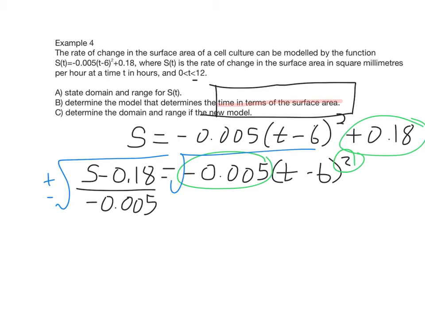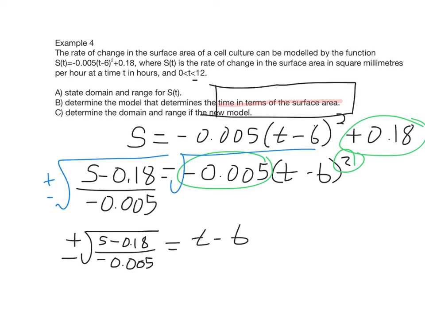Alright, what that's going to mean is we will see that the plus or minus root of s minus 0.18 over negative 0.005 is equal to t minus 6. So if that's the case, we're just going to add 6 to both of the sides here. So we have 6 plus or minus the root of s minus 0.18 divided by negative 0.005 is equal to t.